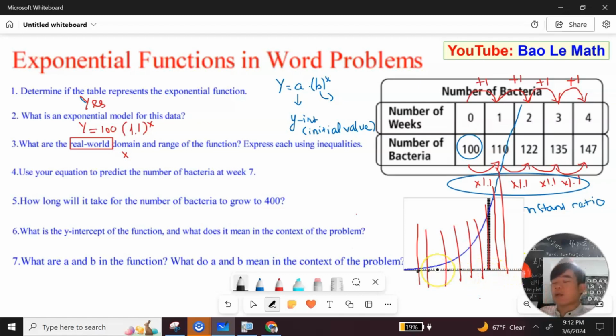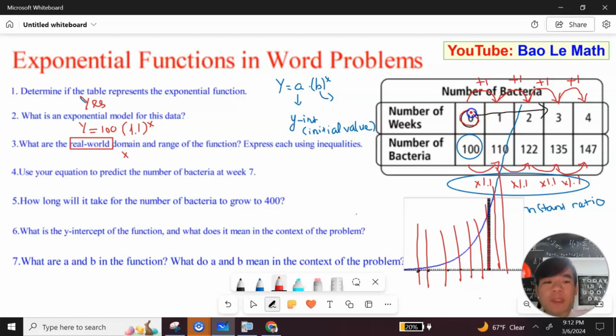So you see that it goes from left to right, and if it's not a word problem, of course, the domain should be negative infinity to positive infinity. But right here, this is a word problem, and you need to read the question carefully. You see that the number of weeks cannot be a negative number, and the smallest number right here should be 0, and it goes all the way to the right.